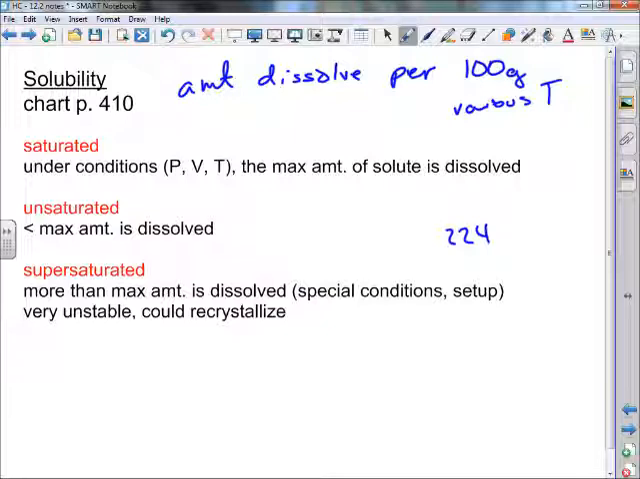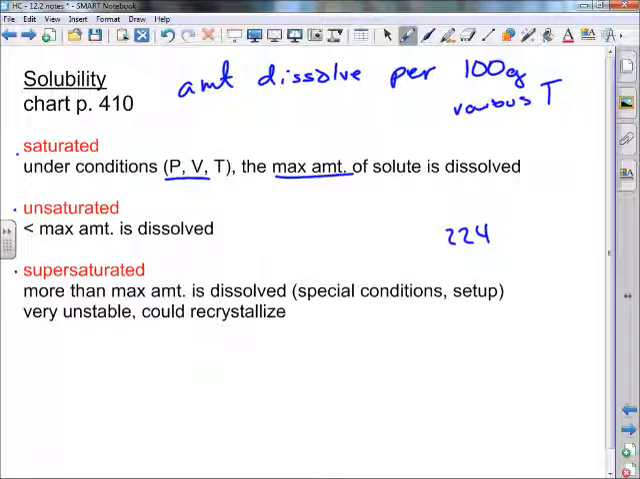Now we're talking about three other terms here. We have the terms saturated, unsaturated, and supersaturated. The term saturated simply means, under a specific set of conditions, so again, certain pressure, volume, temperature, all things being equal, it is the maximum amount of chemical that can dissolve under those conditions. So on the chart on page 410, those are the saturated values. Those are the maximum amounts that can dissolve. For example, you see sodium chloride at 20 degrees Celsius, 35.9 grams. That's its saturation point, the maximum amount.